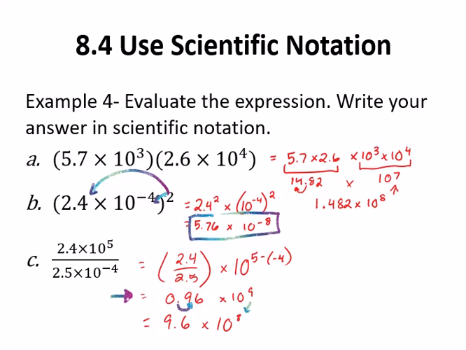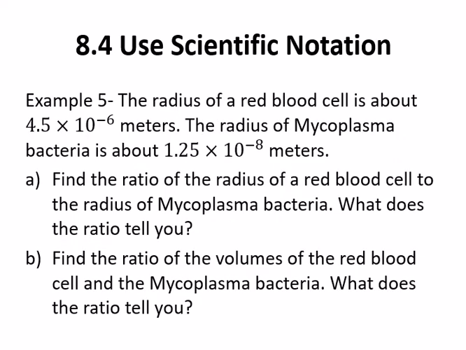Alright, one more example. Example 5. The radius of a red blood cell is about 4.5 times 10 to the negative 6th meters. The radius of a mycoplasma bacteria is about 1.25 times 10 to the negative 8th meters. Find the ratio of the radius of the red blood cell to the radius of the mycoplasma bacteria. What does the ratio tell you?